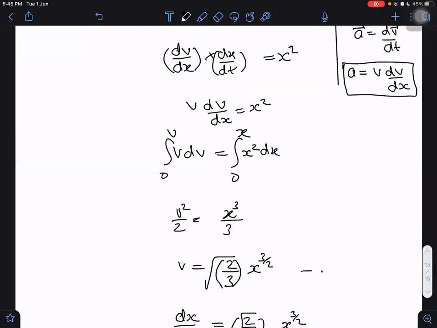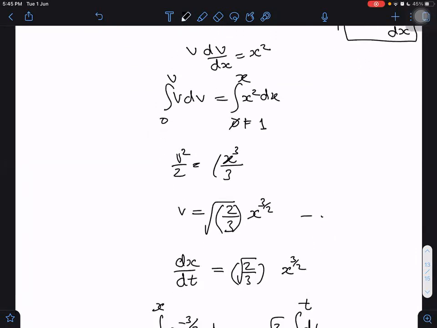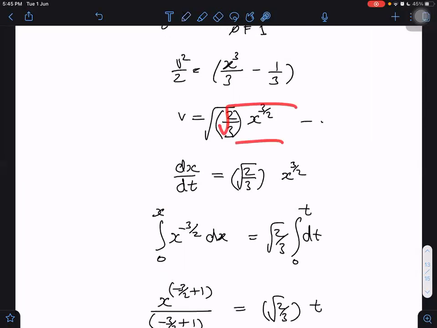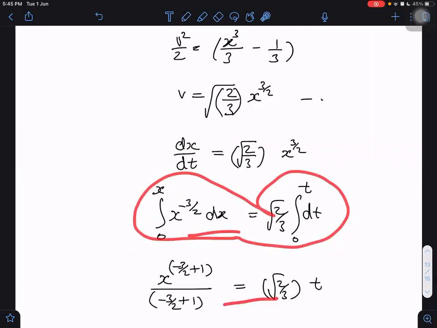Then our limit here will not be 0 to x. In place of 0, it will become 1. And if I put 1 here, the answer for this step will be minus 1 by 3. Then you will get the velocity, but it is a little bit complicated. After that, we have to integrate dx by dt, and then we will get x as a function of time.